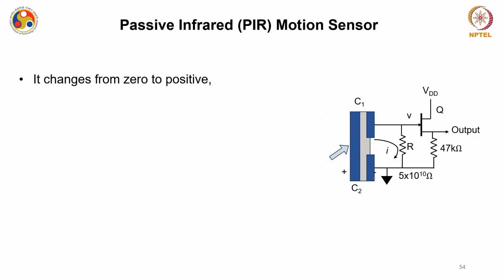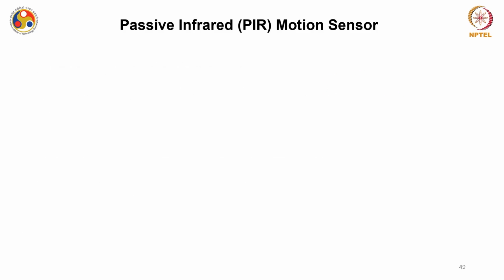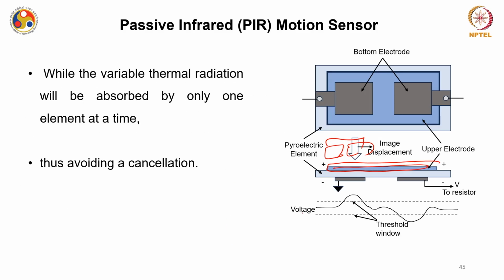So as this image moves, or the thermal radiation basically moves, this current will change. It changes from 0 to positive when it is moving from, say, this area to this area. So this is 0 to positive. When it comes in this area, it returns to 0, and then it becomes negative and finally goes back to 0, and that is what is shown in this figure.